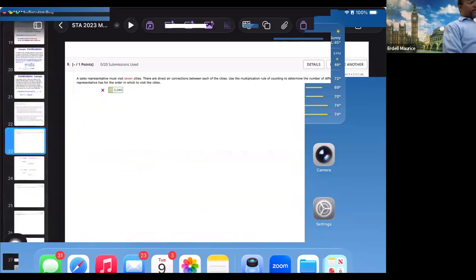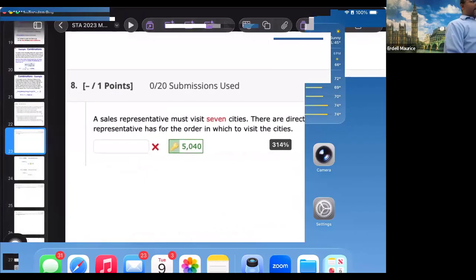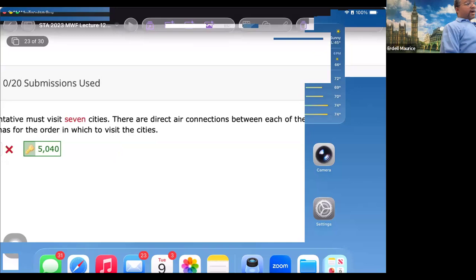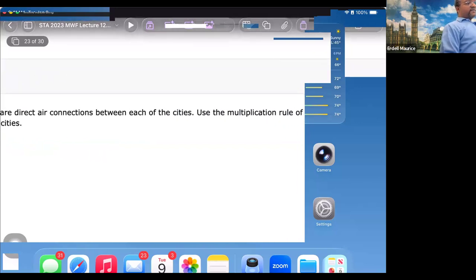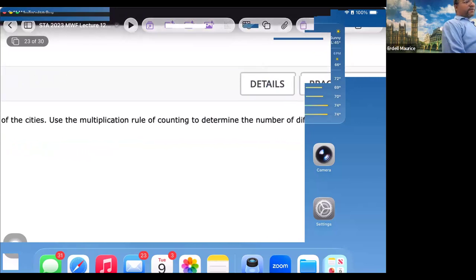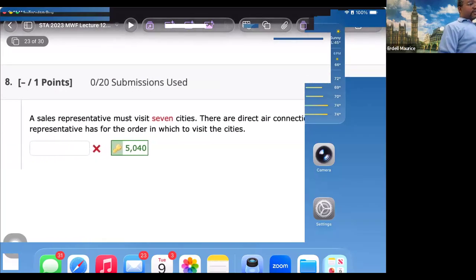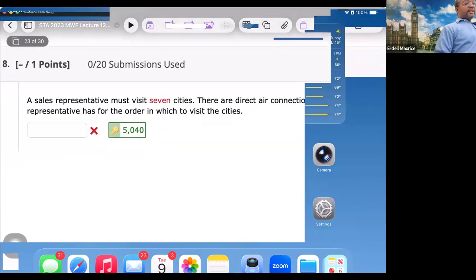All right, let's try this one right here. A sales representative must visit 7 cities. There are direct air connections between each city. Using the multiplication rule for counting, determine the number of different orders in which you can visit the cities. See if you can get the number 5,040 in your calculator. See if you can get the answer, if you know what to do.